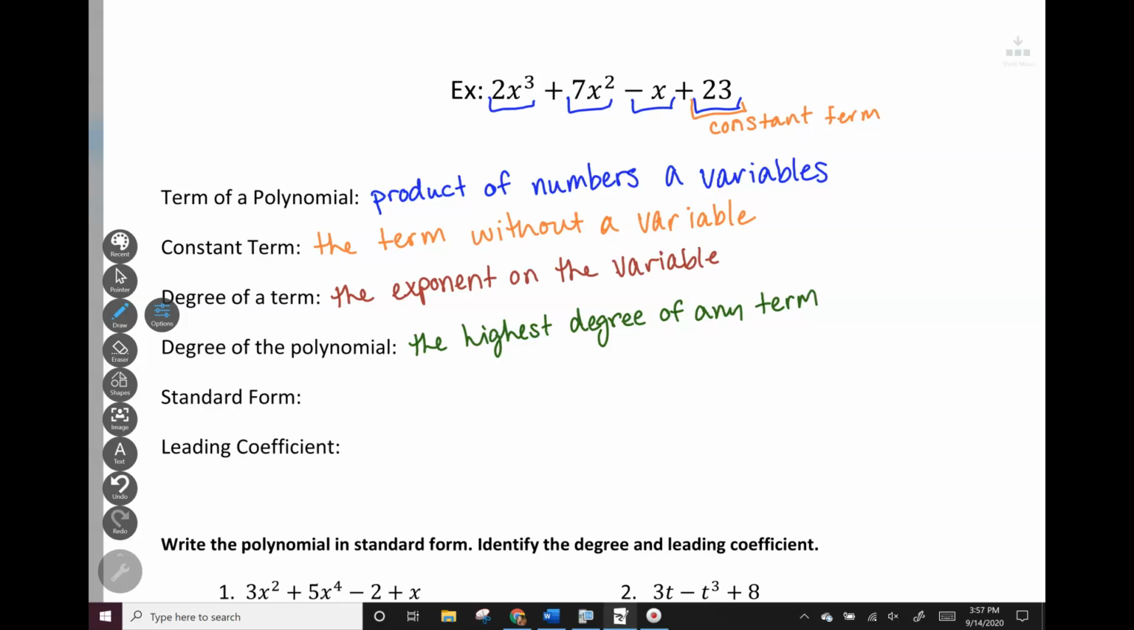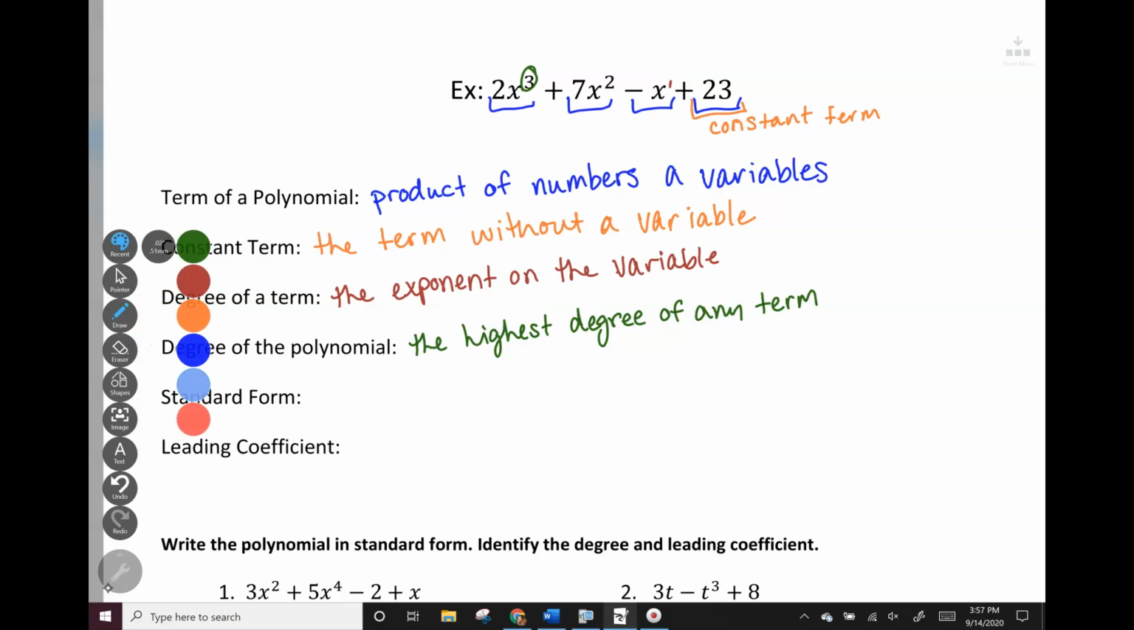Okay, so let's look back at our polynomial up here, our example. The degree of this first term is 3 because the exponent's 3. And 2 for the next one, 1, and then 0, that's your constant term. The degree of the polynomial is the highest degree, and so that would be 3. The degree here is 3.